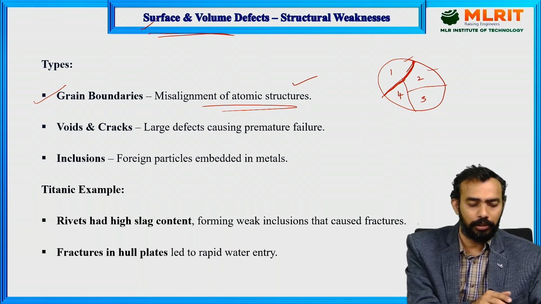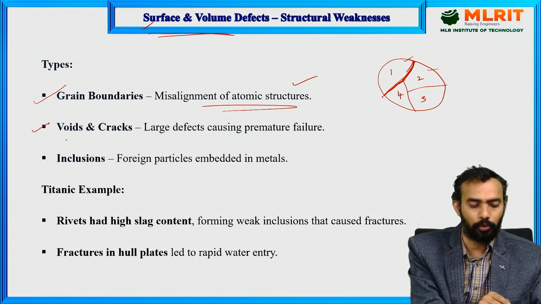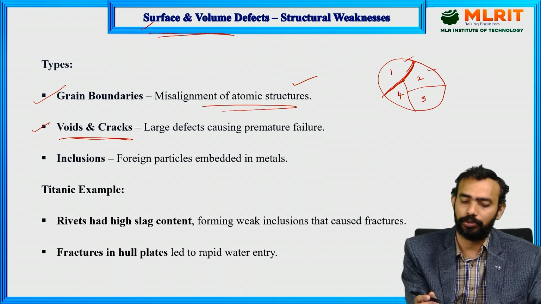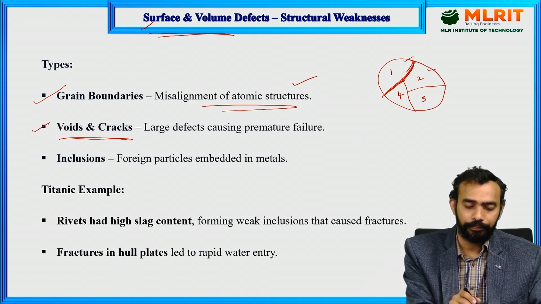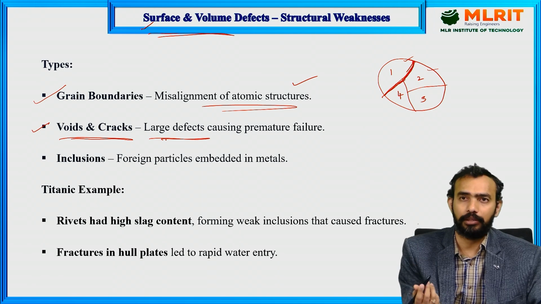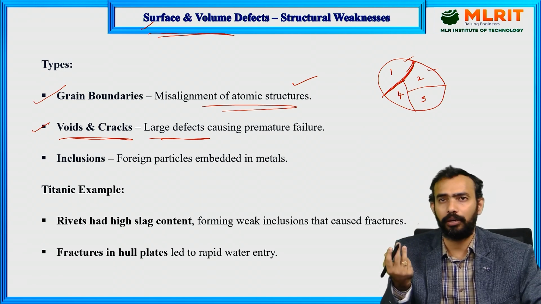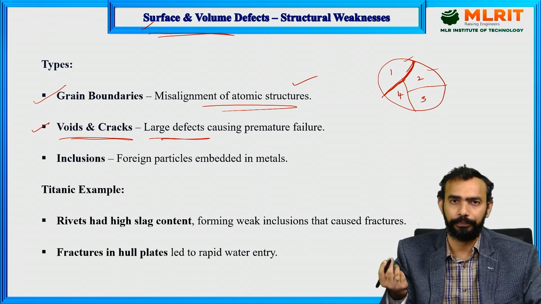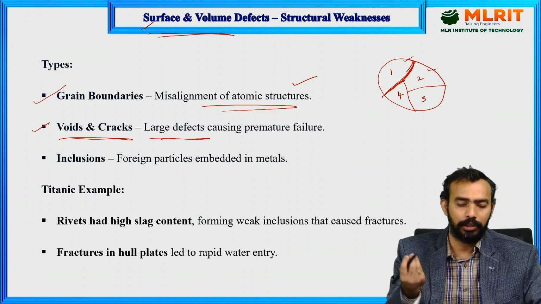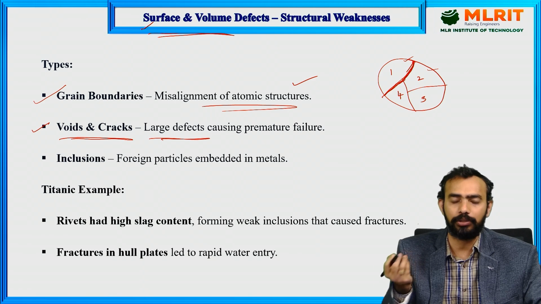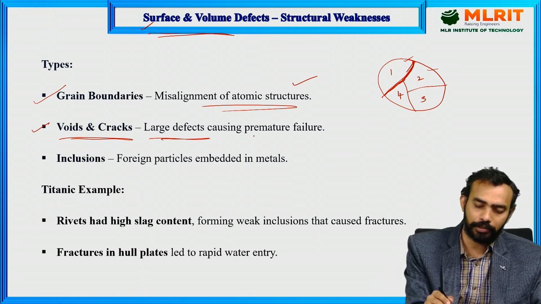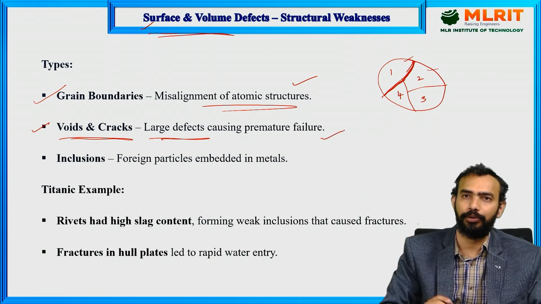Then we have voids and cracks. Voids and cracks are the bulk porosity that is observed in the casting process, in cast products. These are large-scale defects that we can observe with our naked eyes. These are basically bulk defects, also called volume defects. These large defects cause the premature failure of the material.